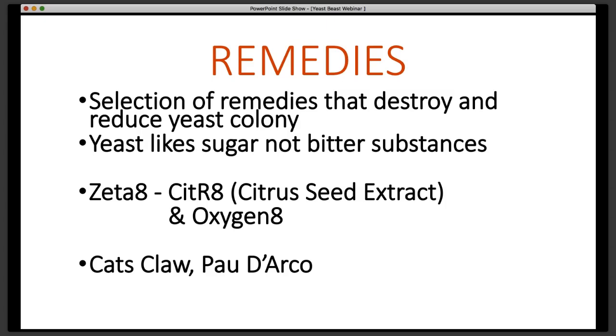Cat's claw has a number of good uses also. It actually is a great herb for helping the digestion. So, if one doesn't work, you can always try something else. But as I said, the best thing is to get tested to see what works best for you. But you'll find the Citra, it will work most of the time. If not, you go to cat's claw or poriaco.